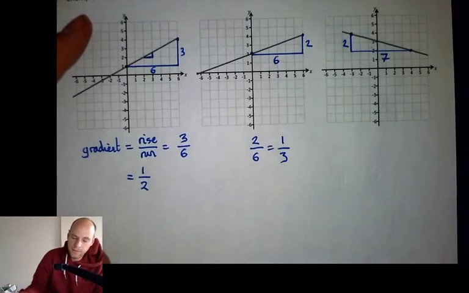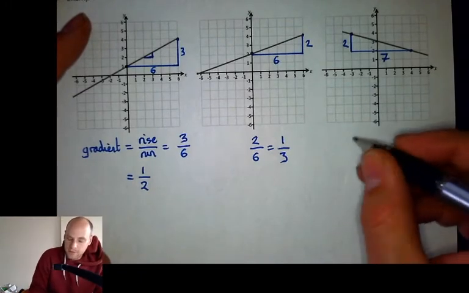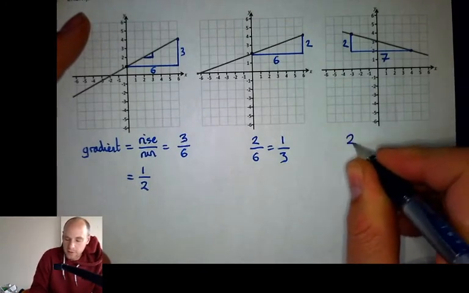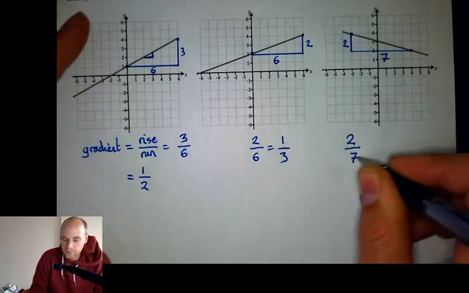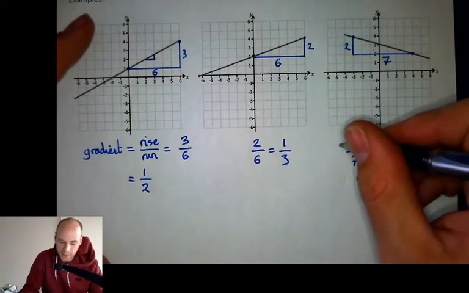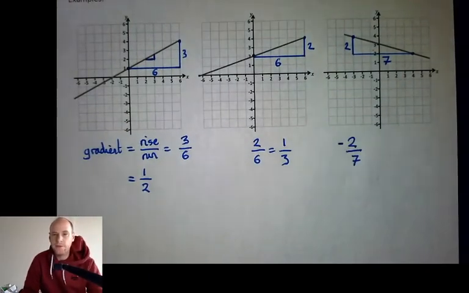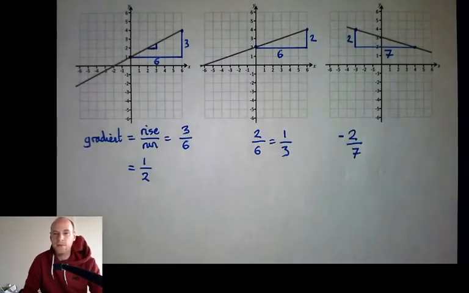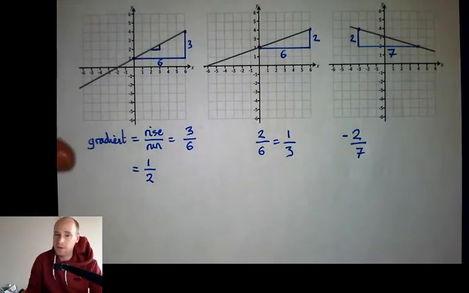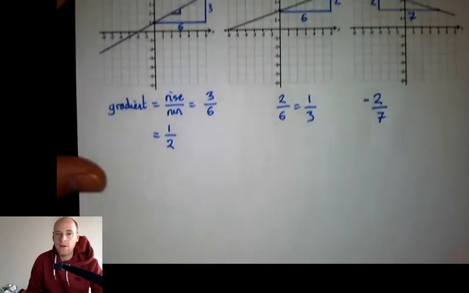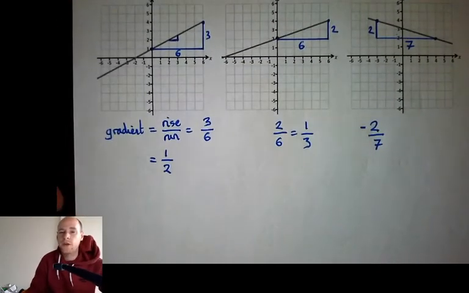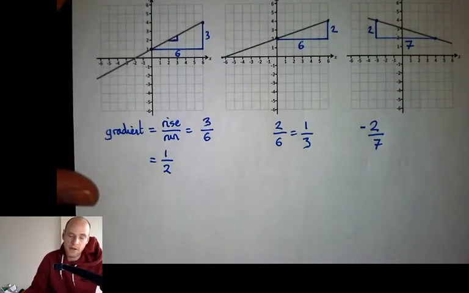Right, okay, so the gradient is going to be the rise, which is 2, divided by the run, which is 7, and it's also going to be minus because it's pointing down. So there we have it. The gradient in that last graph is -2/7, which is really, really difficult. What about if they asked us for the whole actual equation rather than just the gradient? Well, actually, the rest of it's really easy.